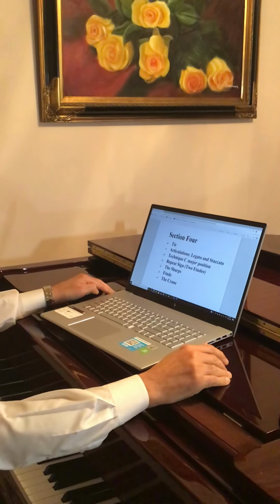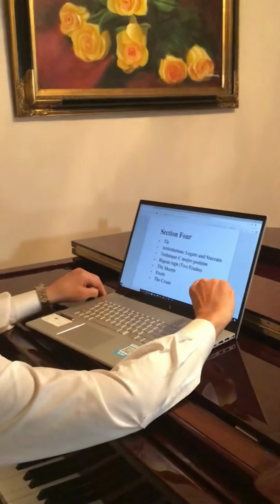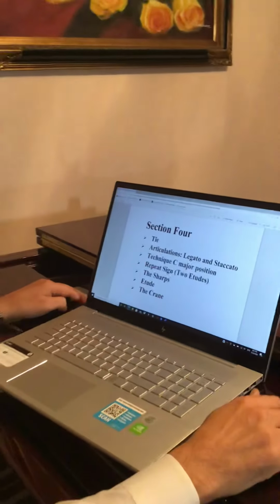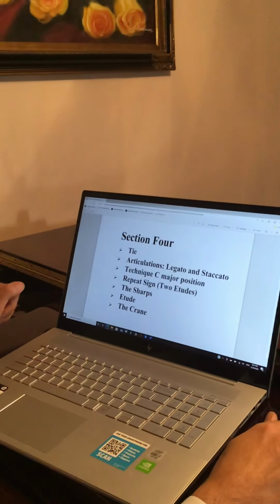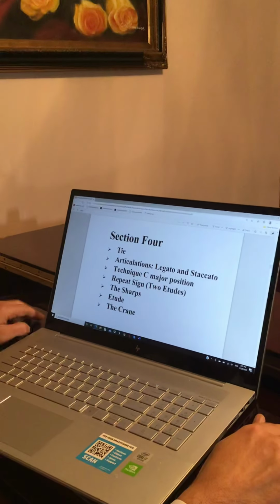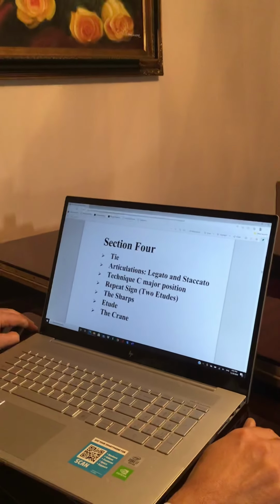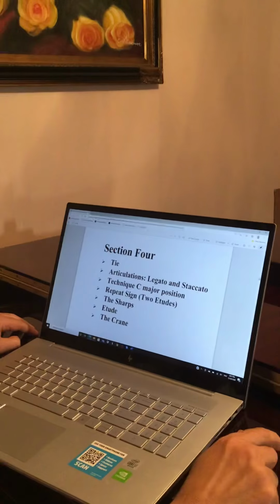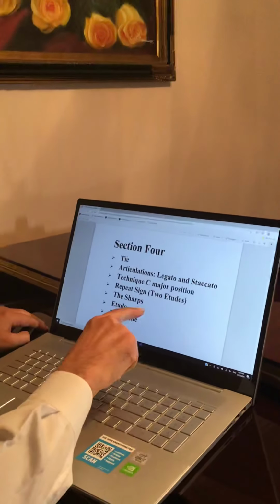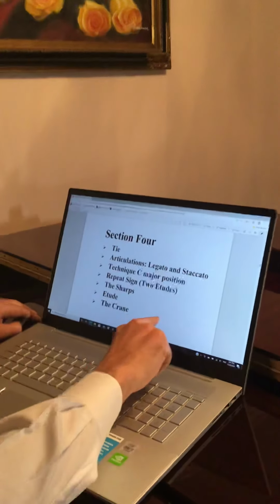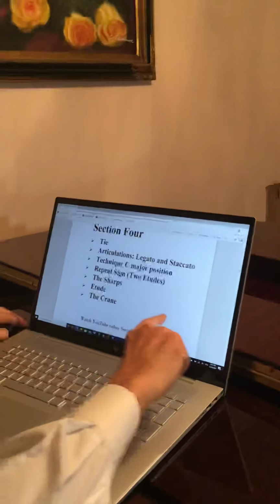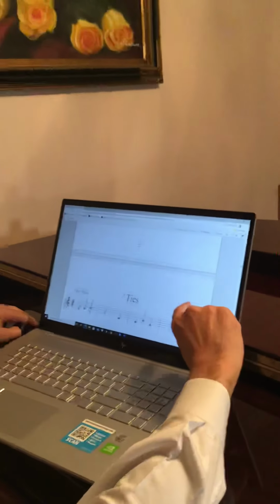Hello, we continue section 4. The lesson of section 4 is ties, articulations, main articulations, legato and staccato, some technique exercises, and C major position. We will learn also repeat sign, sharps, and some pieces. Okay then, now let's start.